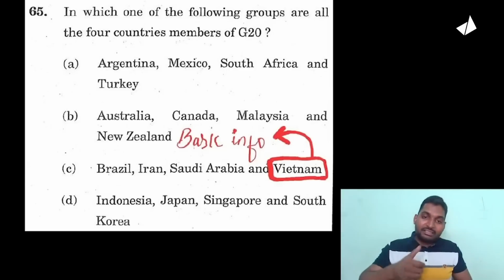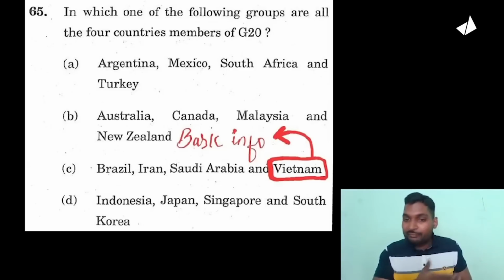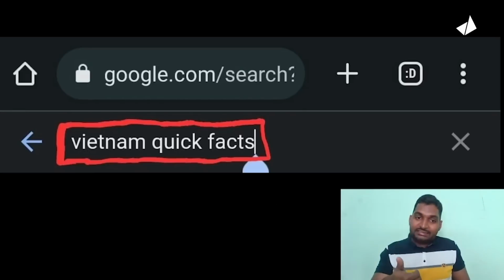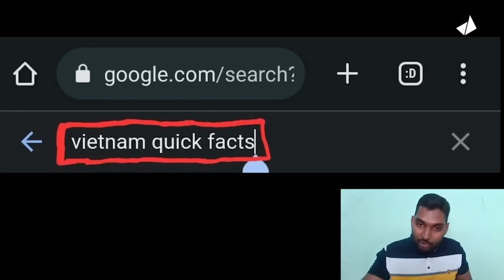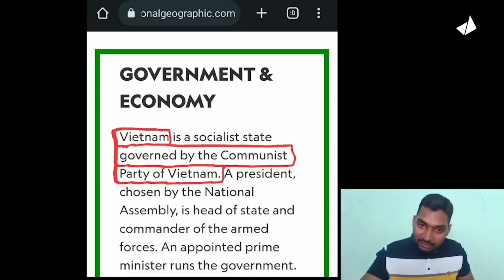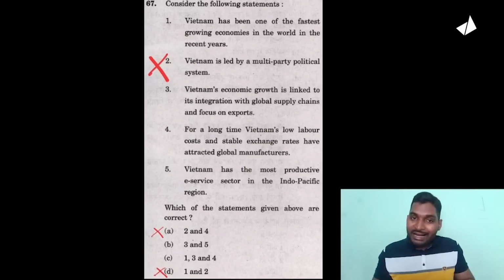That means we need to probe them, be it level 4. We searched this on the browser, we got this result, and we could eliminate at least 2 options and come close to the answer in a 50-50 situation, even in the worst case scenario.